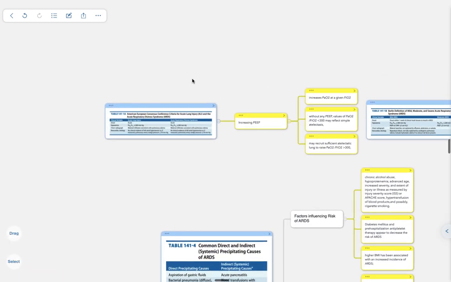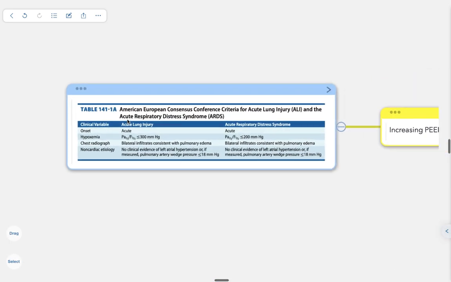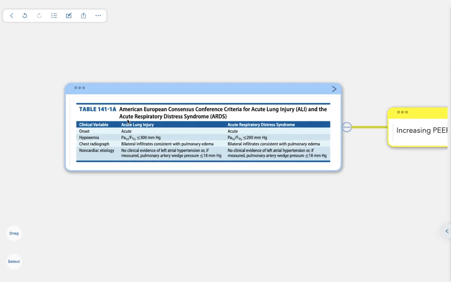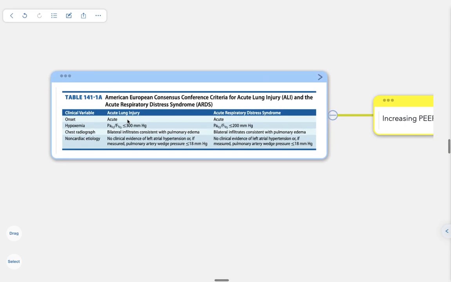When you talk about the historical aspect, the American European Consensus Conference, that is the AECC, traditionally divided this entity into two parts. We called it acute lung injury, and then we had acute respiratory distress syndrome. Both of these conditions had a lot of similarities. Both had an acute onset. Both showed bilateral infiltrates consistent with pulmonary edema on chest X-ray. Both had a non-cardiac etiology.